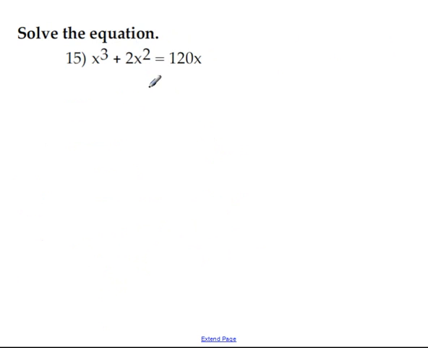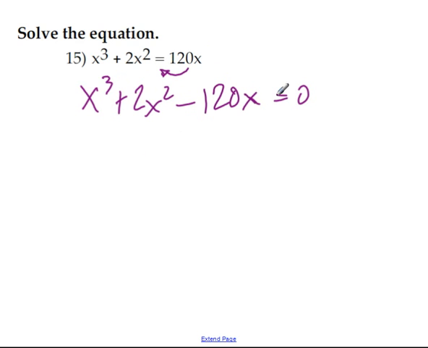Alright, now we got to solve. If we're going to solve and we're not using our complete the square method, and we're not, we need to have everything over on one side. So I need to bring this over and subtract it. X cubed plus 2x squared minus 120x equal to 0. We've got to have it equal to 0, otherwise factoring and all that stuff ain't going to work.